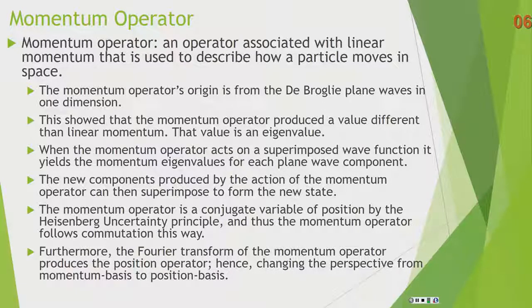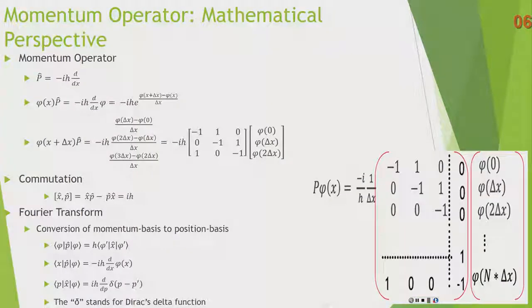The momentum operator can then be expressed as a conjugate variable of position by the Heisenberg uncertainty principle, which explains that if we know one, it's kind of pointless to know the other. Thus, we can commute the momentum operator. Furthermore, we can also apply a Fourier transform of the momentum operator to produce position and vice versa. Thus, we can change our perspective from momentum to position basis.